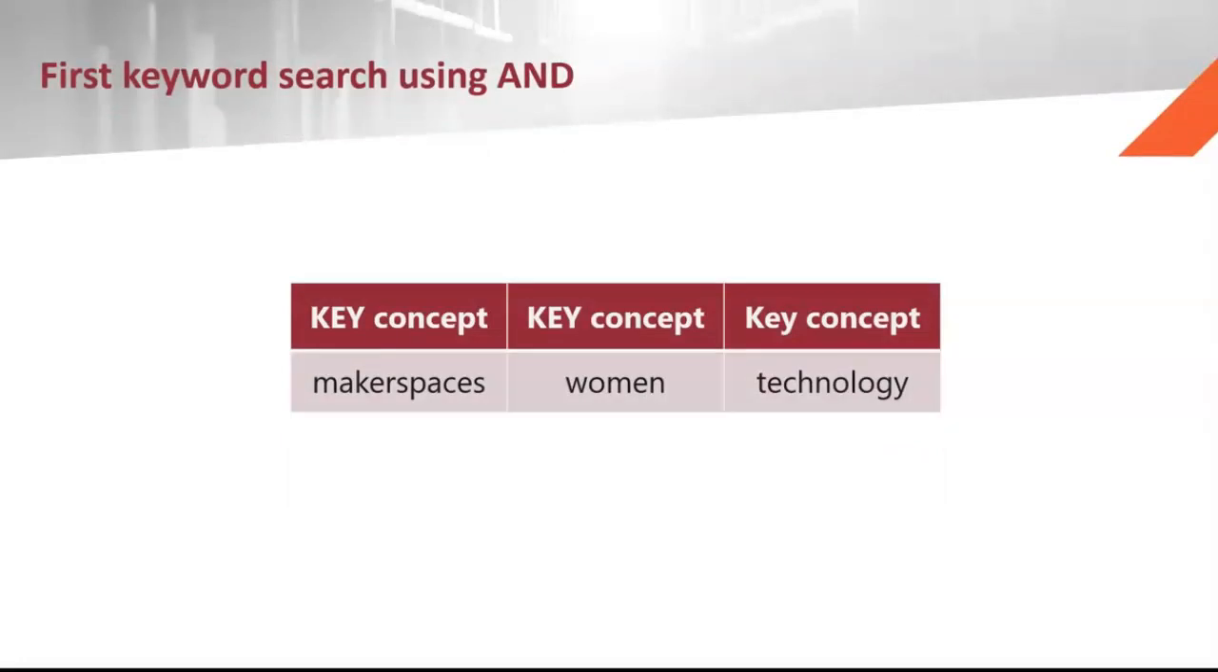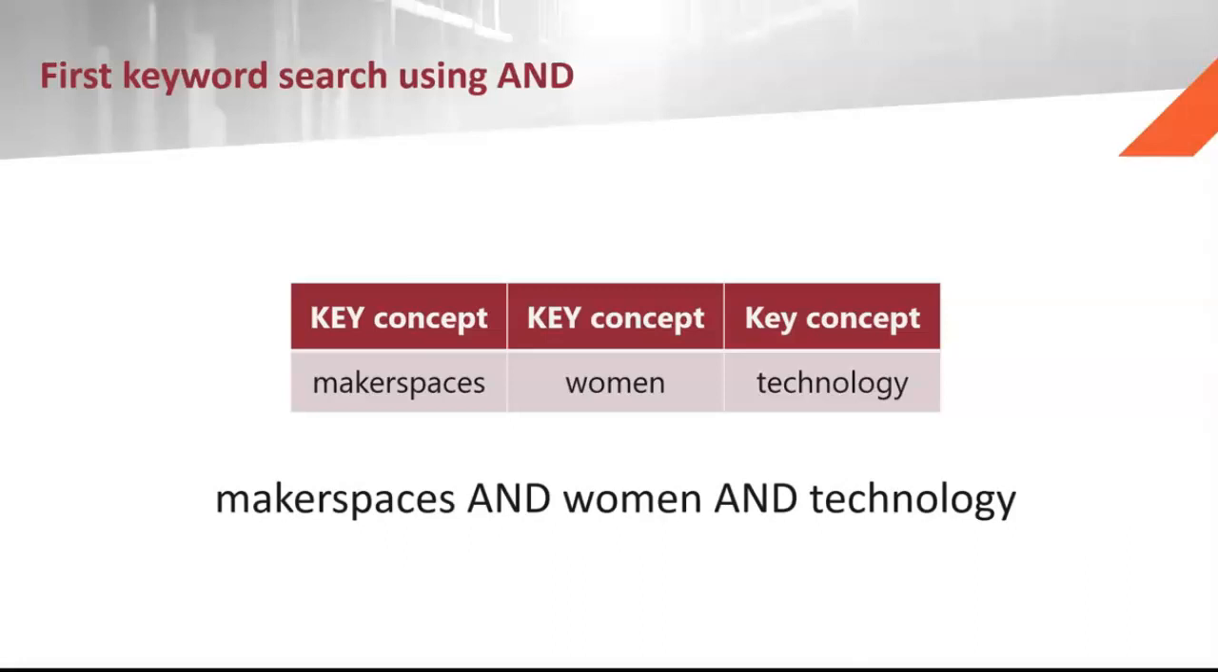One of the most important words in keyword searching is AND. Using AND between your keywords tells the library database to find results that have all of our keywords. Each search result must have makerspaces, and must have women, and must have technology. Typing your AND in uppercase or all capitals is required in the library's Sofia Discovery tool, so get into the habit of typing this little word in all caps.